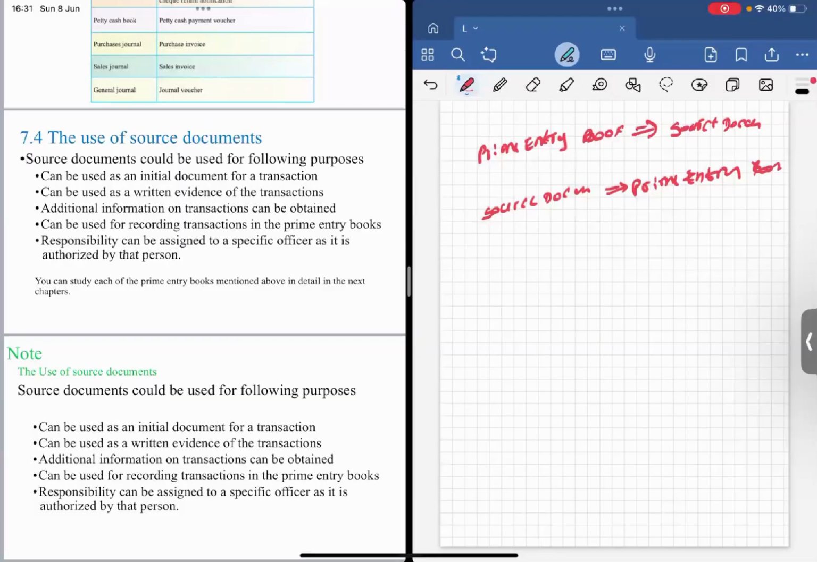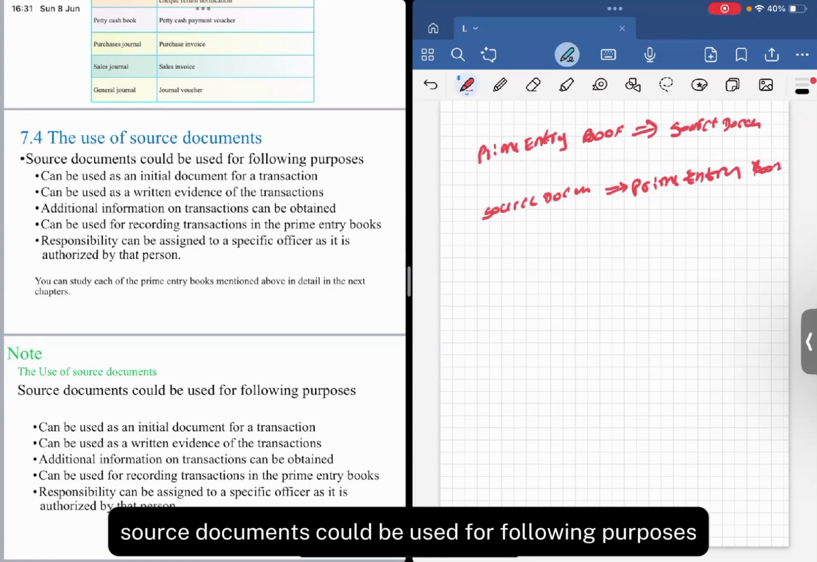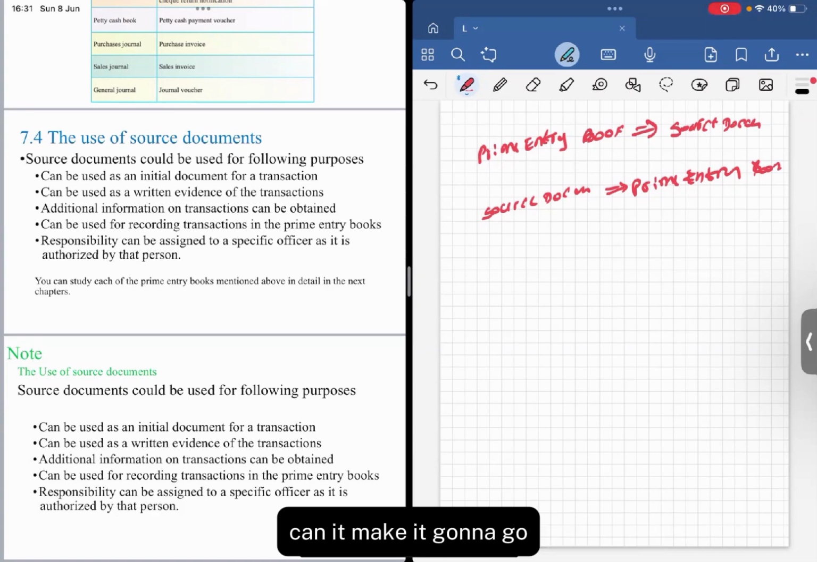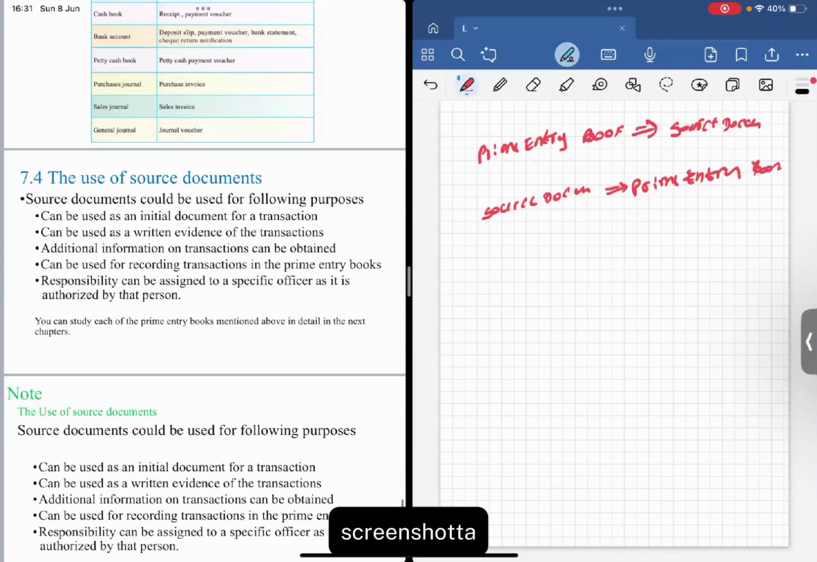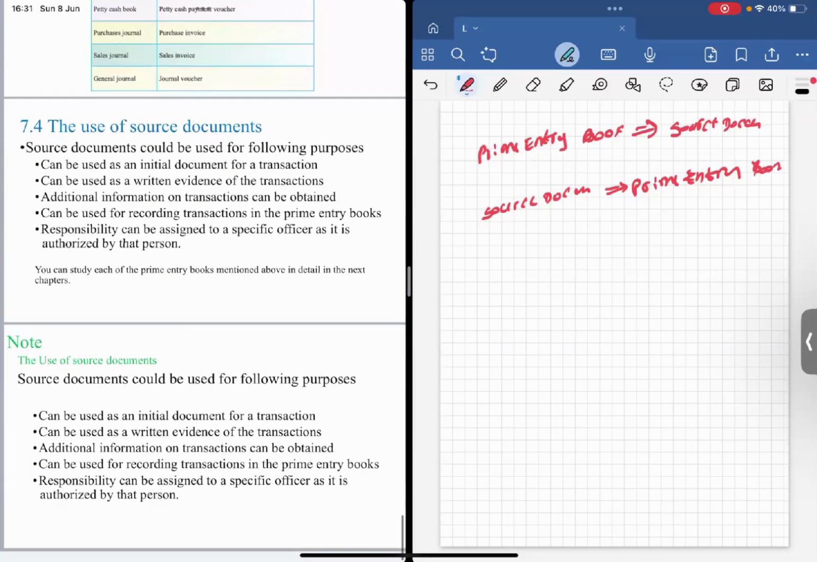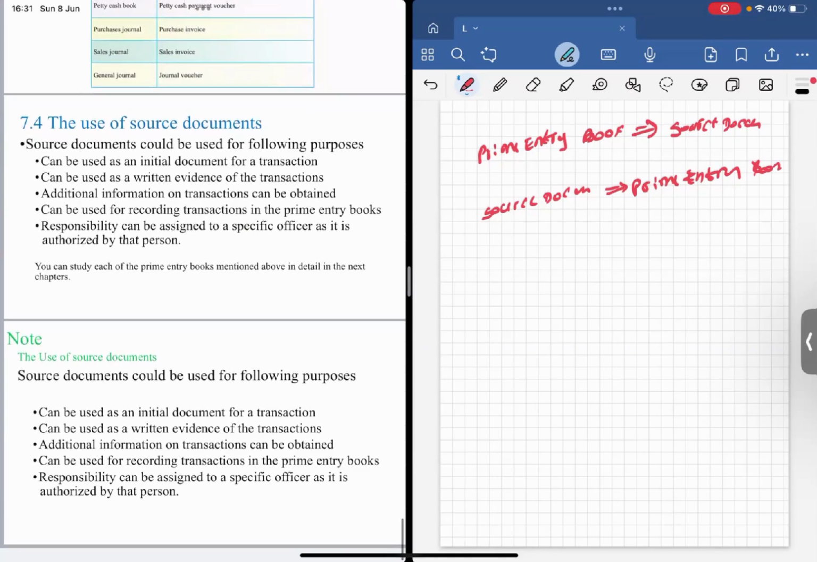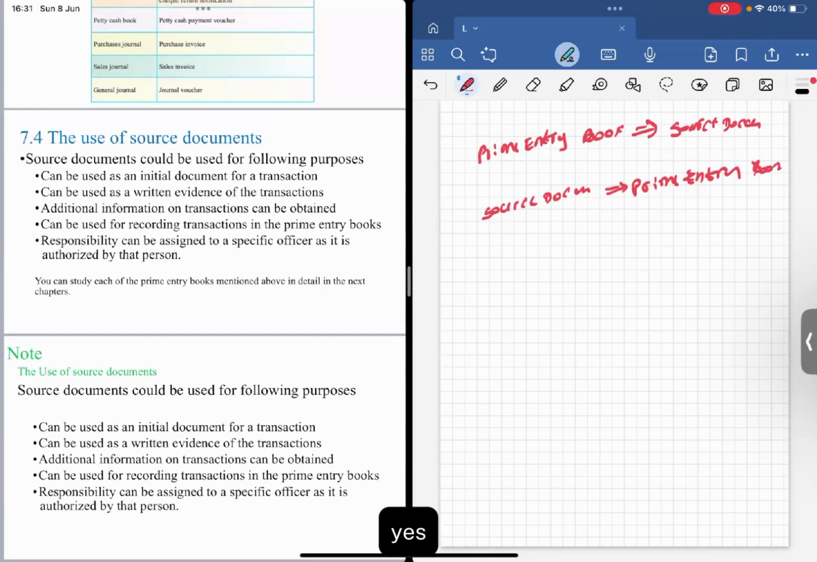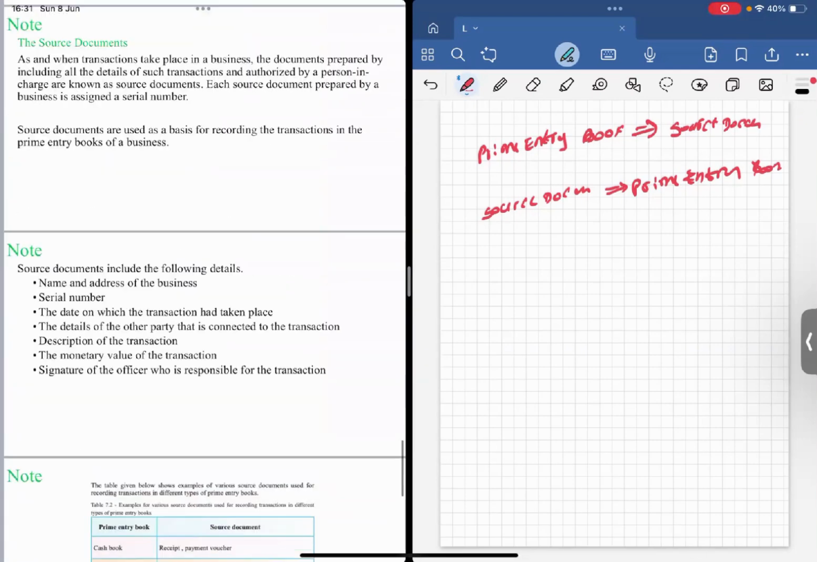We will wait for these 6 minutes. Source documents could be used for the following purposes. Take a screenshot. Did you take it? Yes. Okay.